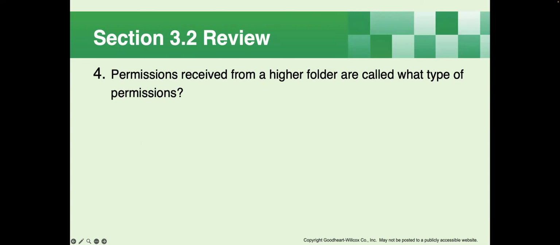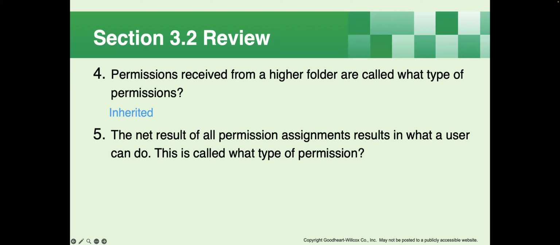Question 4. Permissions received from a higher folder are called what type of permissions? They are called inherited permissions. Like in the case of Marisa, she inherited that permission from the marketing campaign folder, which allowed her to access the video subfolder, which is contained in the marketing campaign folder. So that's an example of inherited permission. Question 5. The net result of all permission assignments results in what a user can do. This is called what type of permission? This is called an effective permission.